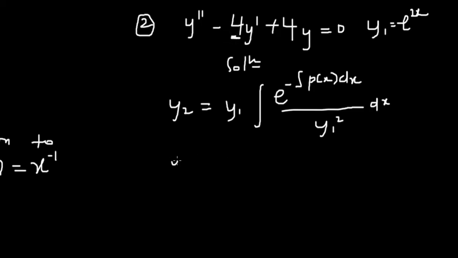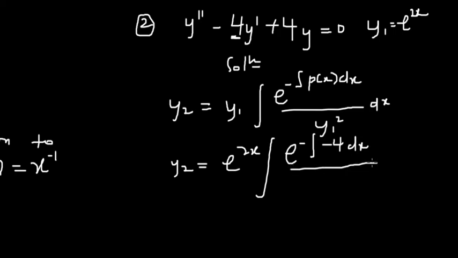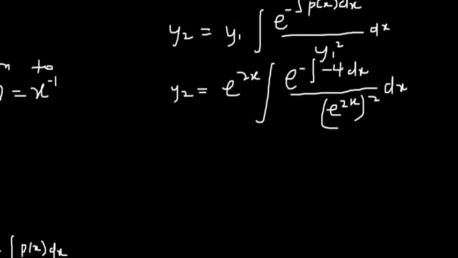So we have y2 is equal to our y1, which is e exponent 2x, and then we have that minus 4x, divided by y1 squared. So we have e exponent 2x all squared, and then we have dx. Let's proceed.